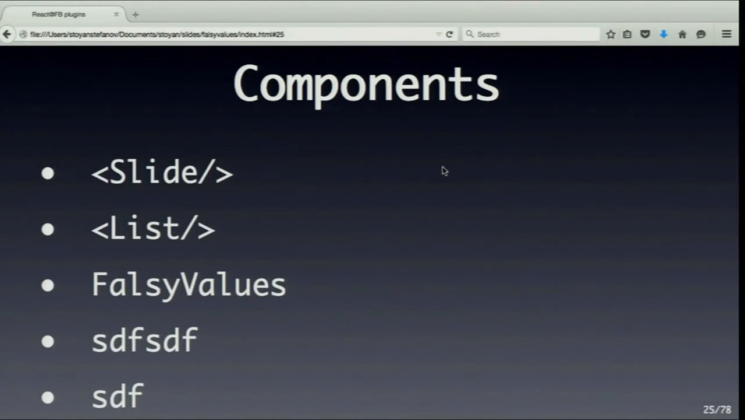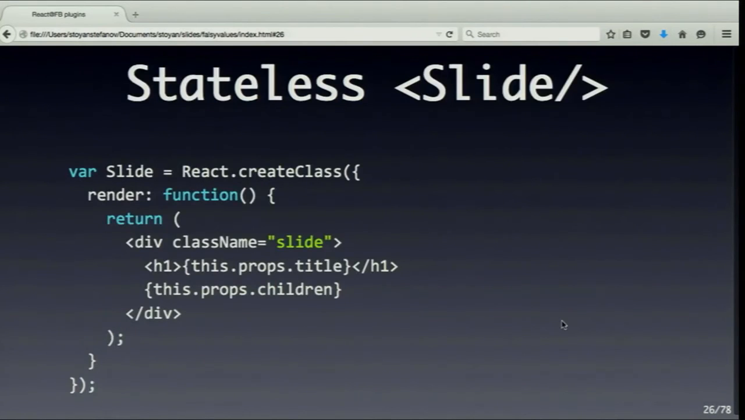So let's see how these two components are done: the slide and the list. So the slide is what we call a stateless component. It doesn't maintain any state. It's very static. So the only thing that you have to implement in a React component is a render function. That's the only requirement. And there's other things you can do, but this is the bare minimum. So in this case, we say, okay, my slide will be just a div. And inside, there's going to be a heading. And my slide will take a property called title.